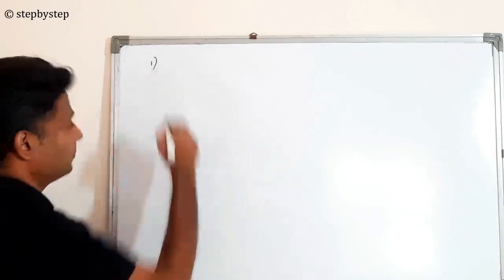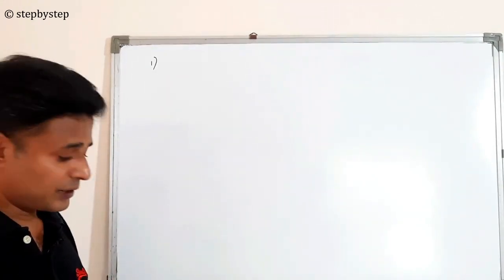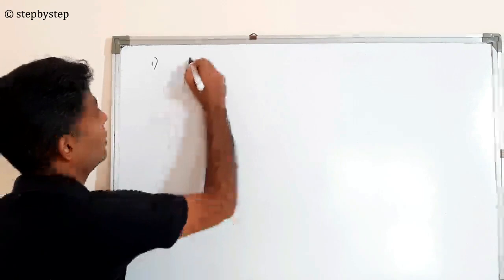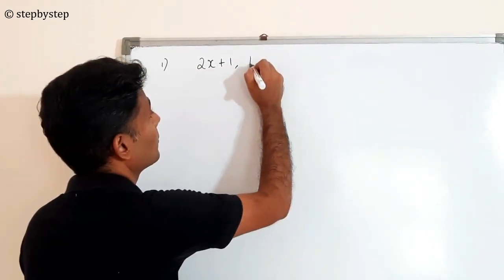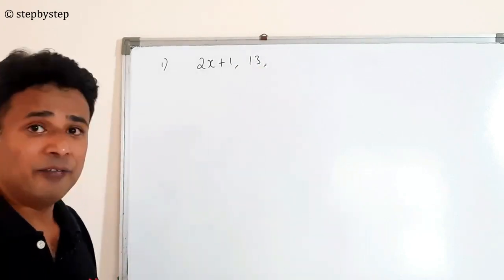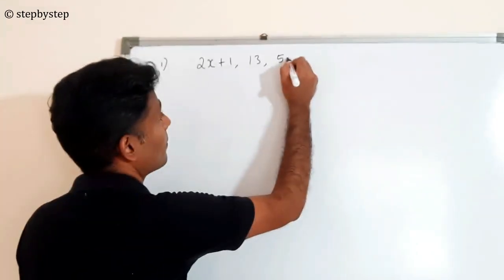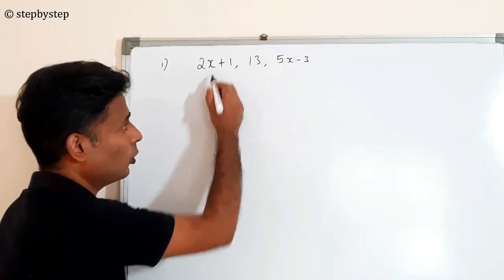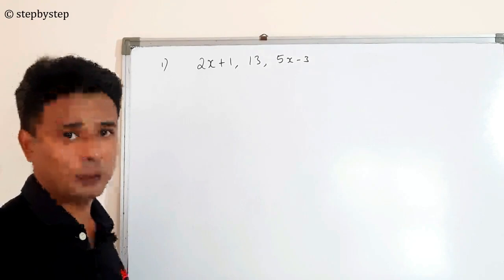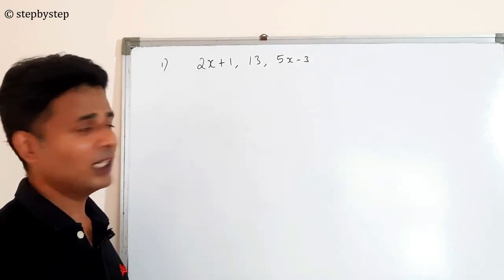The first question: find x if 2x plus 1, 13, and 5x minus 3 are in AP. So there is one unknown, which means to find it you need to make one equation. Now how do we make that one equation?